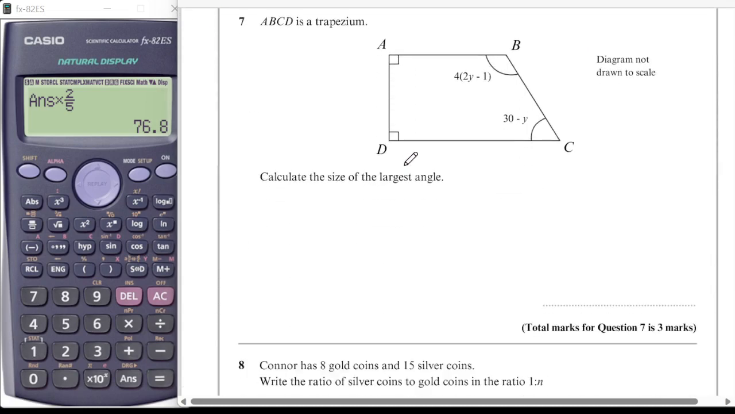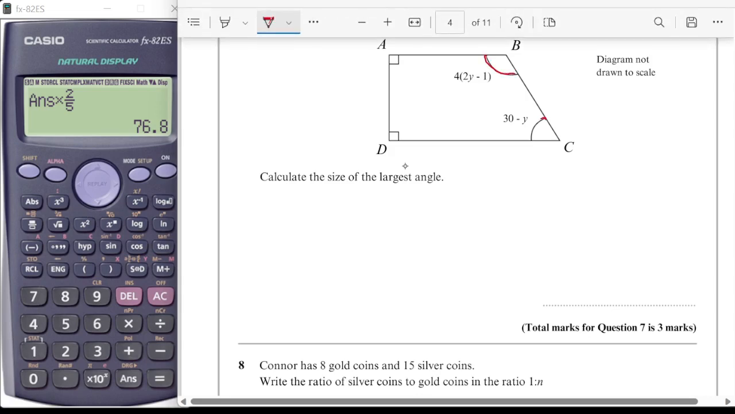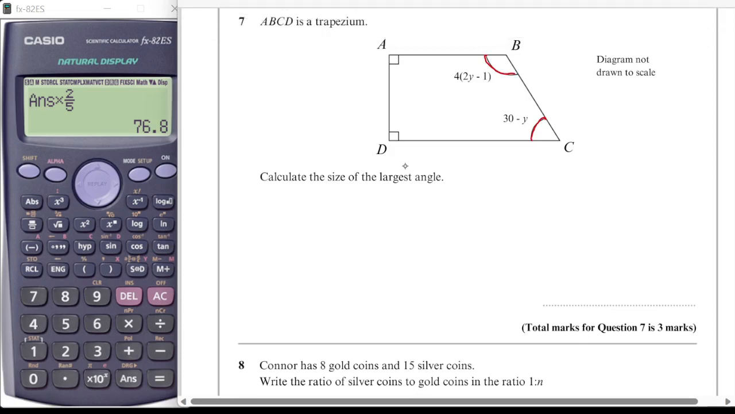Question 7. ABCD is a trapezium. Calculate the size of the largest angle. Okay, so I actually want the size of this angle. But this angle and this angle are what are called supplementary or co-interior angles. So they're going to add up to 180 because we've got parallel lines here.